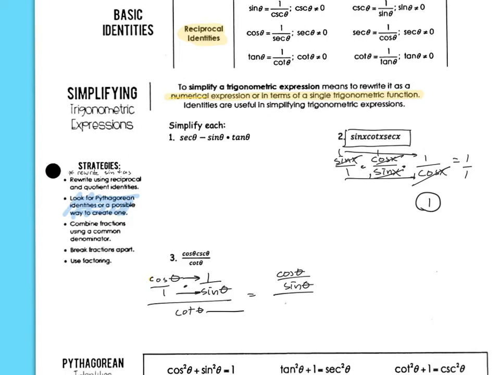Now, cotangent can be rewritten as cosine theta over sine theta. And if you look, the top and the bottom match perfectly, and they reduce to 1.